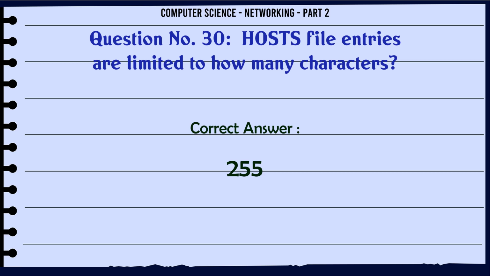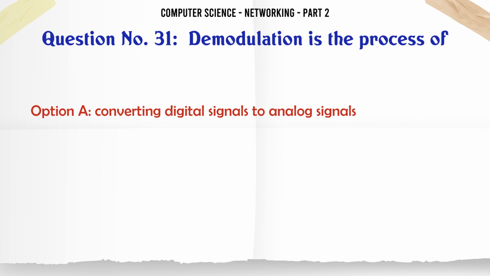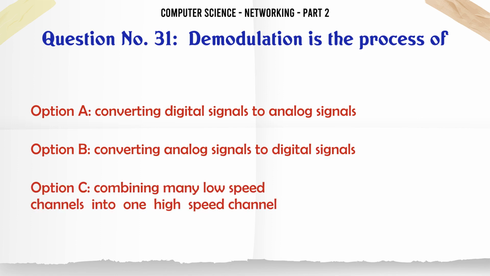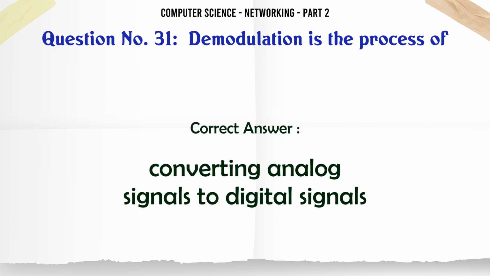255. Demodulation is the process of A. Converting digital signals to analog signals. B. Converting analog signals to digital signals. C. Combining many low-speed channels into one high-speed channel. D. Dividing the high-speed signals into frequency bands. The correct answer is converting analog signals to digital signals.